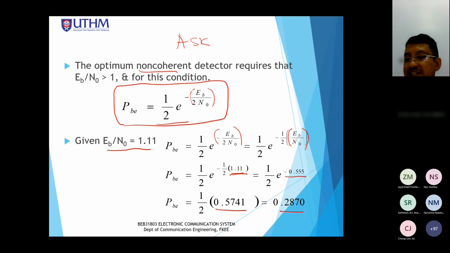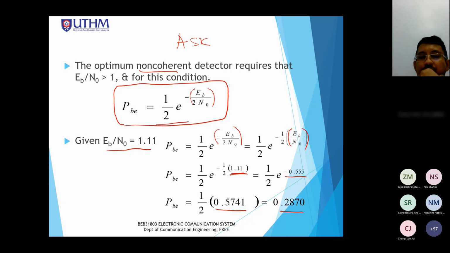Okay, class, if you have questions, please ask me. Please interrupt my lecture. You are most welcome to ask questions. In the previous final exam, we asked this kind of question, where we give the value of EB over N0, and the student needs to find the probability of bit error.